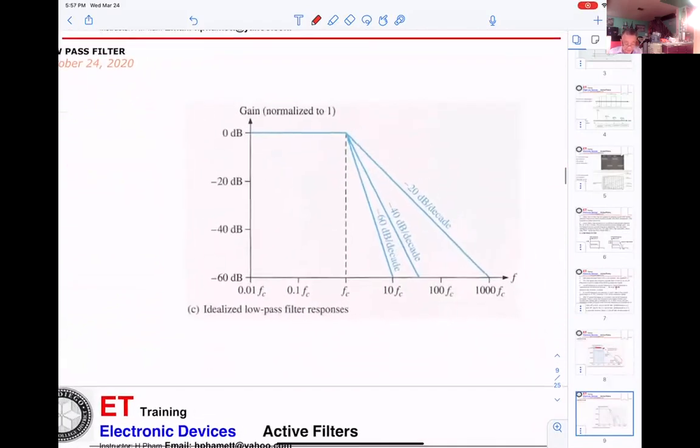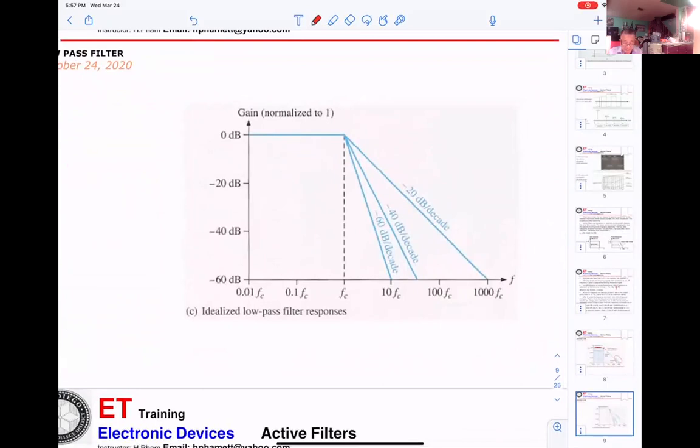Now, this picture gives you the different types, okay? First one is 1 pole here, okay? 1R, 1C. They're going down 20 dB. The next one is 2 pole. They go down at a speed of 40 dB per decade. And the next one will be, okay, third pole. So they go down quickly at 60 dB per decade.